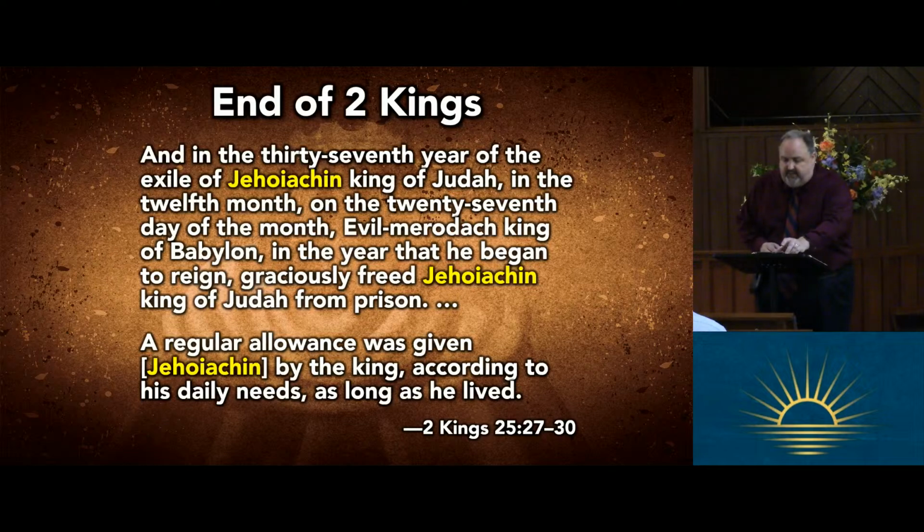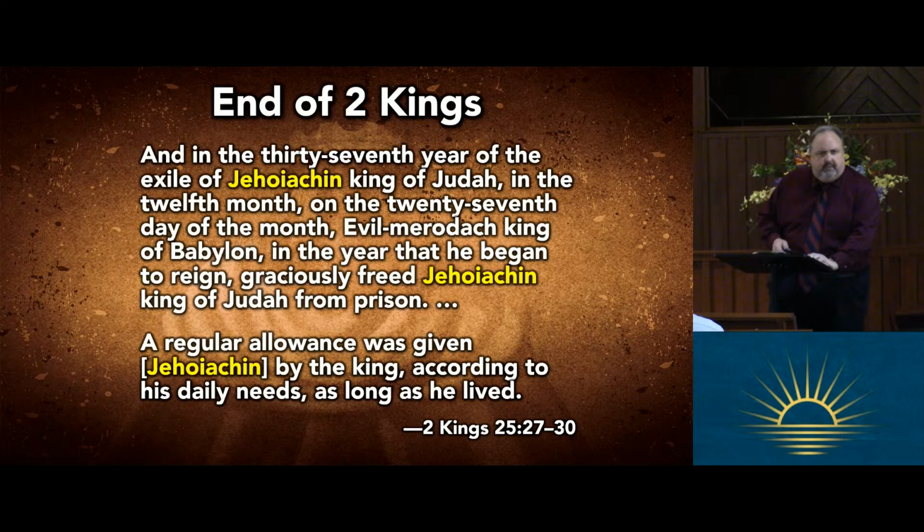We come to the end of 1st and 2nd Kings. And this is what it says. There is a glimmer of hope. There's always a glimmer of hope. In the 37th year of the exile of Jehoiakim, king of Judah, in the 12th month, on the 27th day of the month, Evil-Merodach, the emperor of Babylon, king of Babylon, in the year that he began to reign, graciously freed Jehoiakim, king of Judah, from prison.